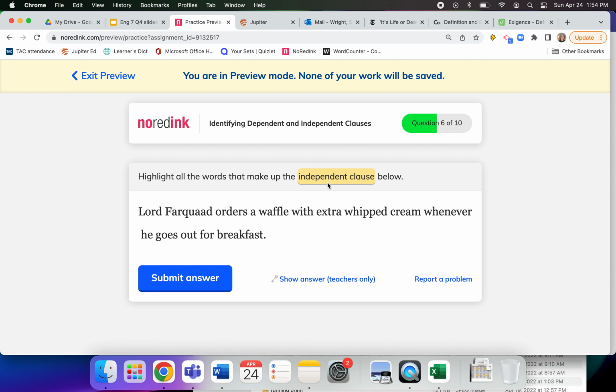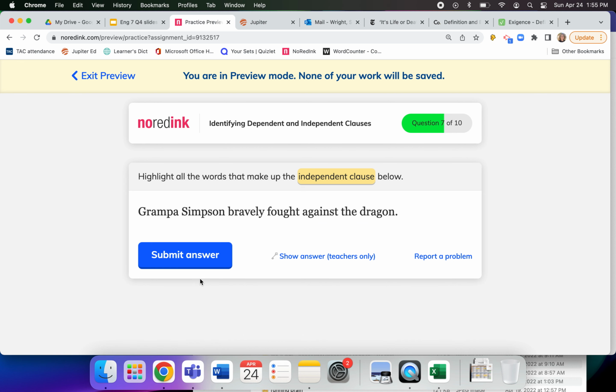So look for that, and then you'll know I should be highlighting a different kind of thing than the last problem. Lord Farquaad orders a waffle with extra whipped cream whenever he goes out for breakfast. But this is the independent clause, so I'm not doing this part. I'm doing the part that could stand alone. Lord Farquaad orders a waffle with extra whipped cream. Okay, I think this is enough practice, so hopefully this helps you to master identifying dependent and independent clauses.